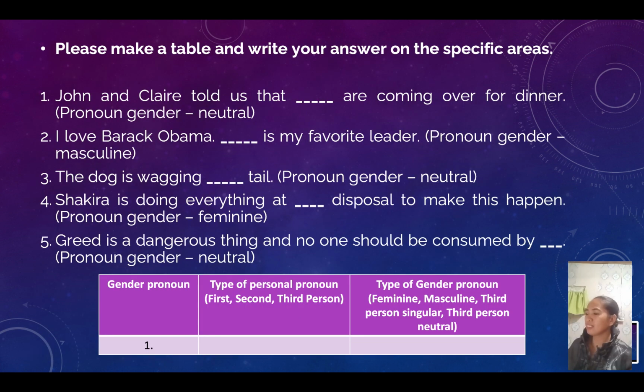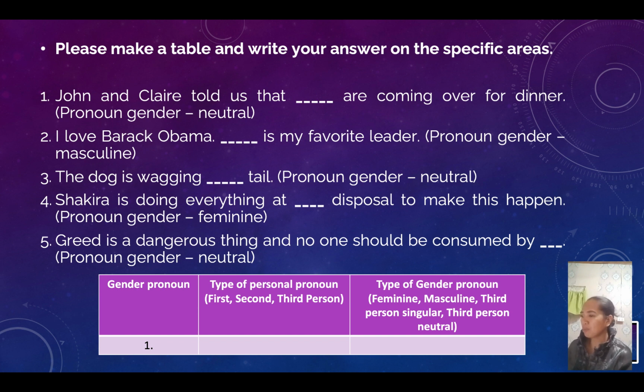Correct. Please get one whole sheet of paper and answer the following questions. I want you to write the corresponding gender pronoun asked in the sentence, and beside the gender pronoun, write the type of personal pronoun, which is first, second, or third person, and next the type of gender pronoun, which are feminine singular, masculine singular, and third person neutral.